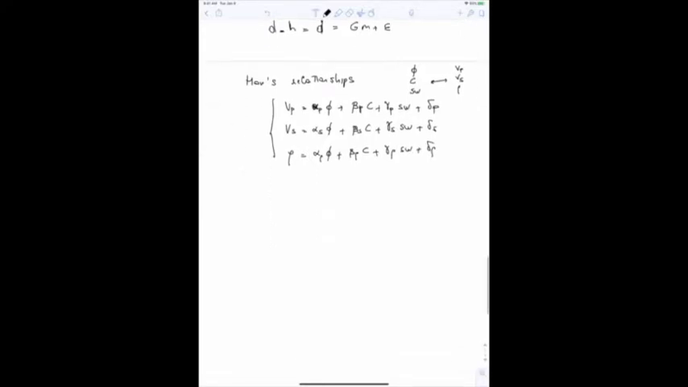Now what happens is that you can write it as a system of equations. So you get on the left VP, VS, and rho, which are the measurements. This is equal to, now we have to write the matrix with the coefficients. We're going to have alpha P, beta P, and gamma P, alpha S, beta S, and gamma S, and alpha rho, beta rho, and gamma rho.